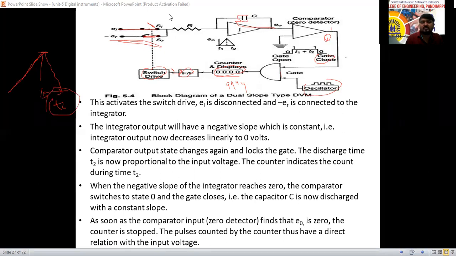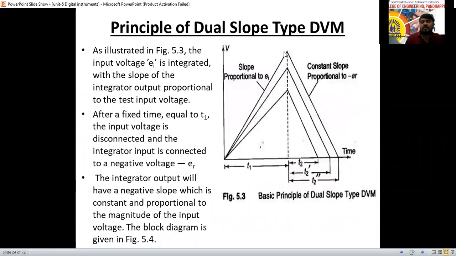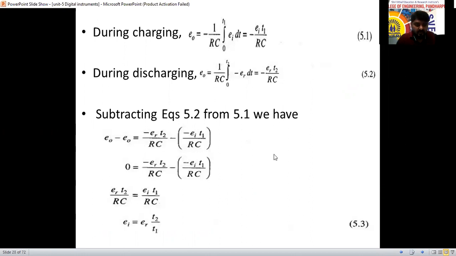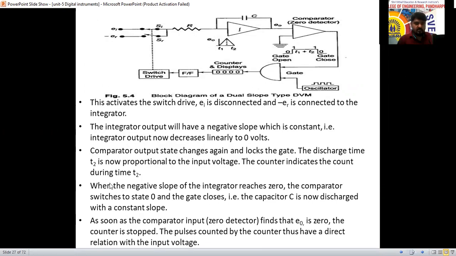That is the output. Starting only we had the name there. Just a minute, I will show that one. Very good. In the starting we have taken voltage to time conversion here. So whatever the voltage is, we have considered it in the form of time. See, here only we have mentioned that. So where the comparator output state changes, the discharge time T2 is now proportional to the input voltage. This is just the theory explanation.